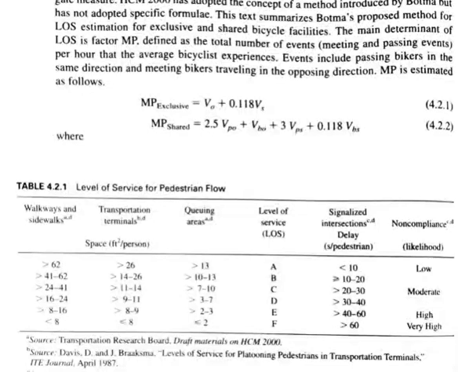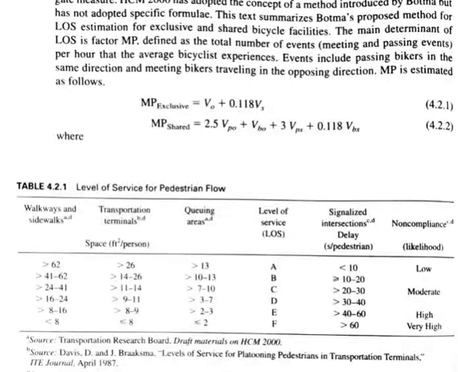So in that way, the total number of events can be calculated from these equations. This MP is the total meeting and passing maneuvers in one hour, that is, per hour. Then what is this VO? It is the flow rate of bicycles in the opposing direction. And VS is the flow rate of bicycles in the subject direction, that is, the same direction.